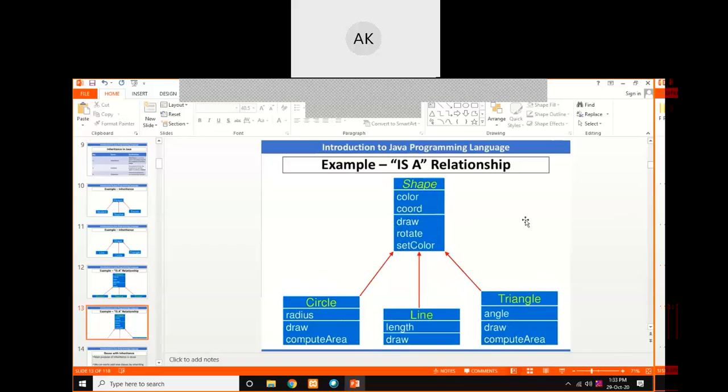Then I'm going to the second example which we talked about, that is Shape, right? It is almost the same as the Person class we talked about. Again we have a parent class and certain child classes, like Shape, then Circle, Line, Triangle. So this is the relationship. This diagram is quite clear, it is not difficult as such.